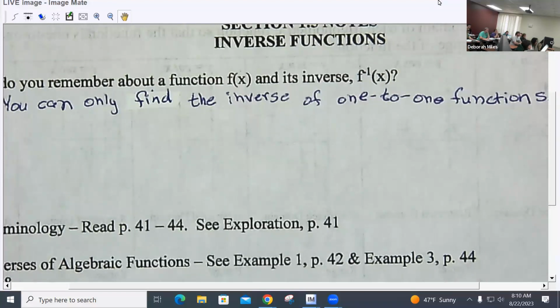I think someone said the x's do not repeat. Oh, that's not technically true. They can repeat, but every time you put in the same x, you get out the same y. They can't repeat with different y values. That's a function. And then a one-to-one function, not only for each x is there only one y, but also for each y there's only one x.